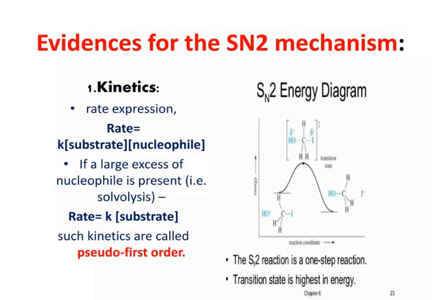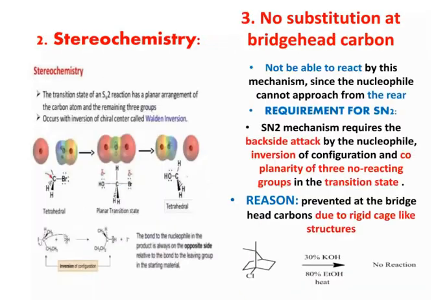Now evidence for the SN2 mechanism. You see the kinetics, the rate expression: rate = k[substrate][nucleophile]; it depends on both. If a large excess of nucleophile is present, that is solvolysis, the rate is equal to k[substrate], and such kinetics are called pseudo first order. In the SN2 energy diagram, you can see the SN2 reaction is a one-step reaction and the transition state is highest in energy.